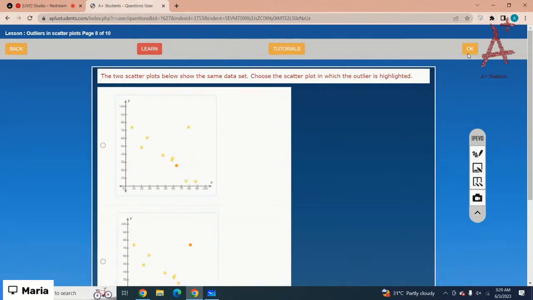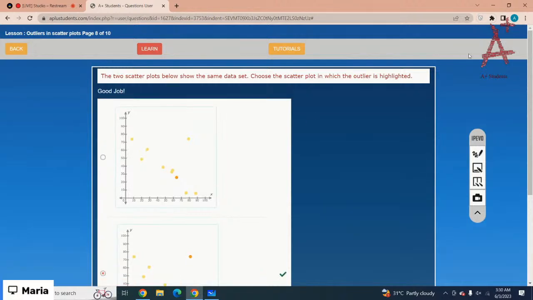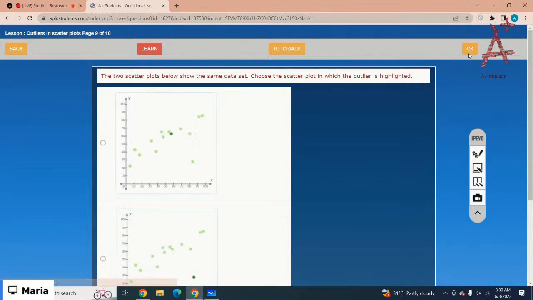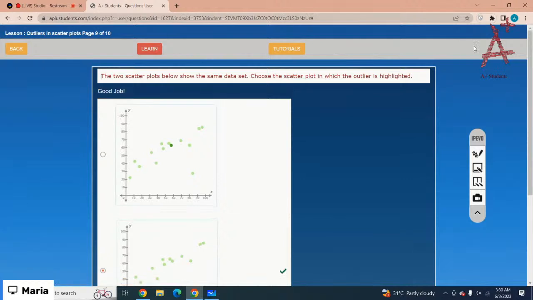Okay, the two scatter plots below show the same data. Choose the scatter plot in which the outlier is highlighted. So it would be the second option. It is much more separate than the rest of the data. Okay, the two scatter plots below show the same data. Choose the scatter plot in which the outlier is highlighted. So which is the correct option? It would be the second one. It would be separate from the rest of the data because it is an extreme value, an extreme high or extreme low value.